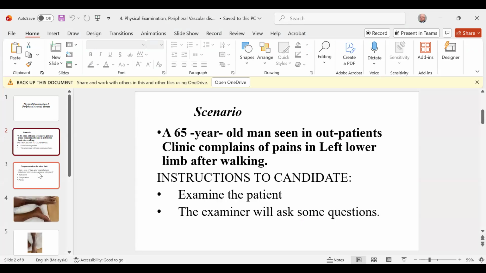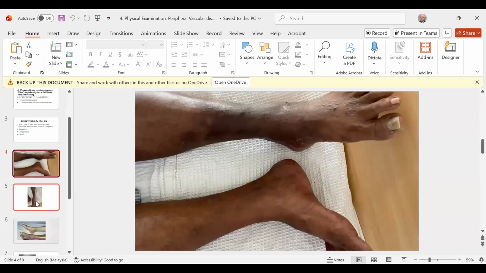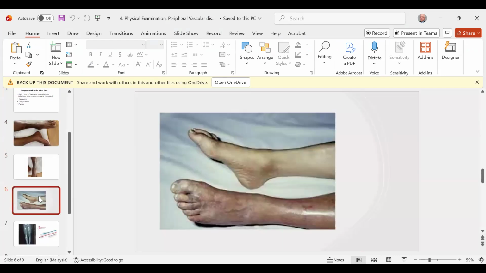Okay. All right. So now you have inspection, you have palpation, you have everything. So you start by inspection. Again, you're looking at the skin, loss of hair, any wound, infection between toes, muscle atrophy, sensation by cotton, temperature by your hand, and start to see the pulse by handheld Doppler.